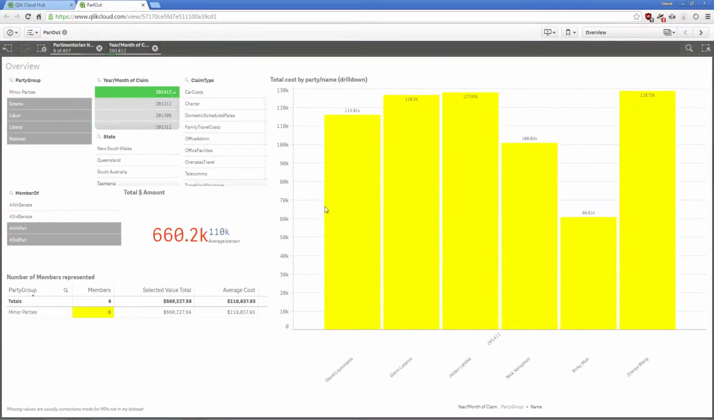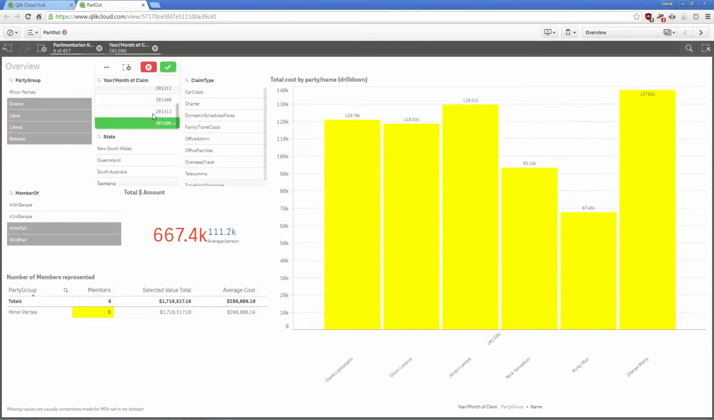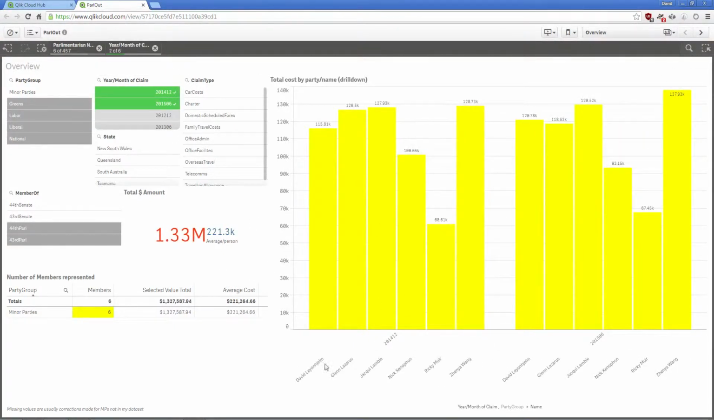If I select all months, obviously Nick Xenophon was the only independent senator at that time in Parliament, so it mucks up the averages if I include that. There's no real difference between his current values and his previous values, so I'll just include the two most recent months, so any totals and averages make more sense. So you can see here that Ricky Muir spends the least. I'm sure a lot of people are happy about that. Nick Xenophon's sort of second best there in terms of spending, and the other ones sort of spend about the same amount.